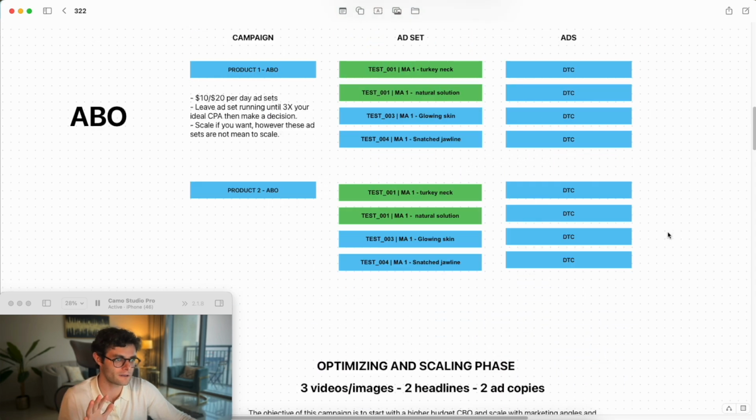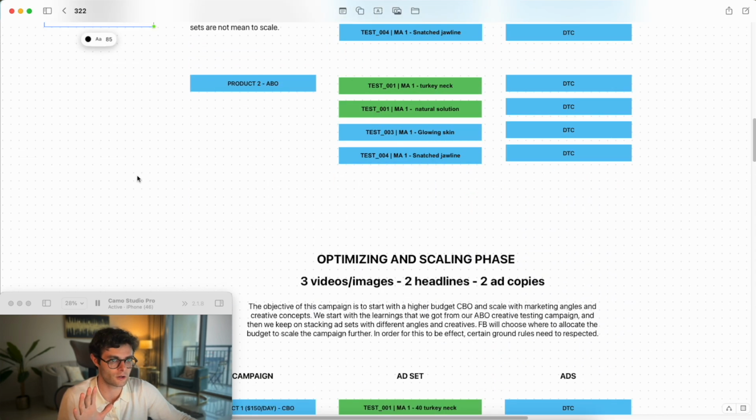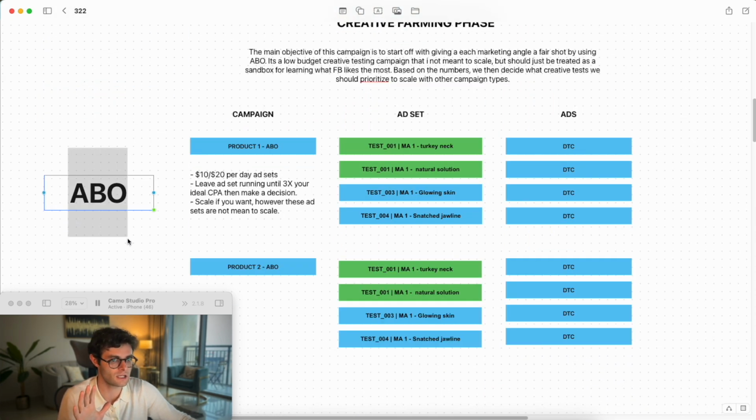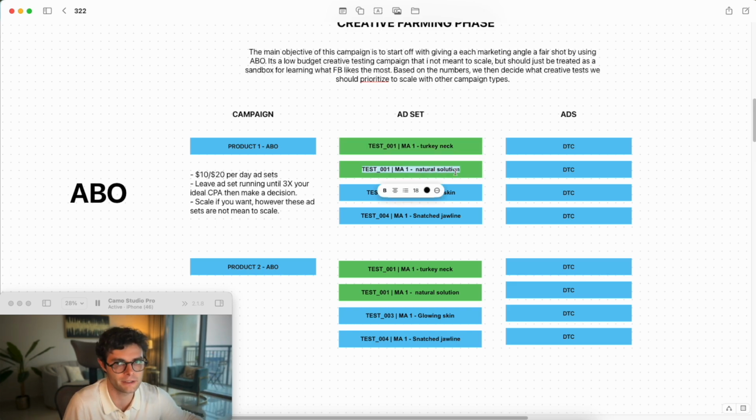Now, going back to this, just so you can understand the correlation between ABO and CBO. Let's just say you start the ABO with the strategy that I explained before, and you see that these two marketing angles are working very well. So the turkey neck angle and the natural remedy or natural solution angle, assuming we're selling a skincare product, are the ones that worked.